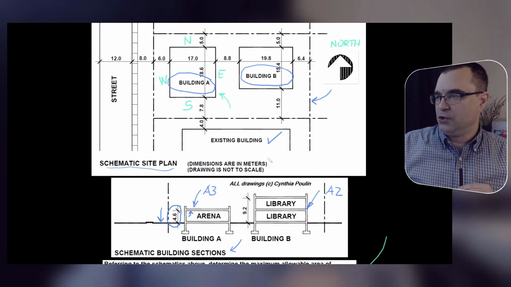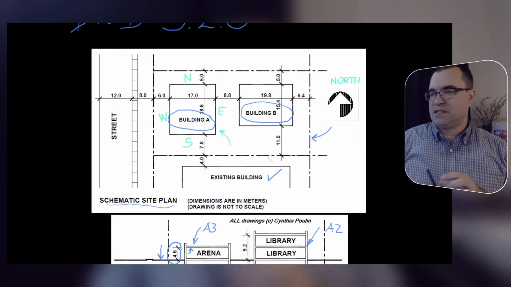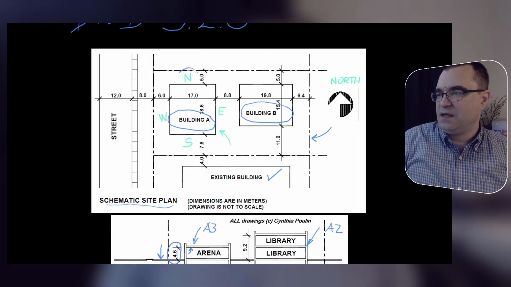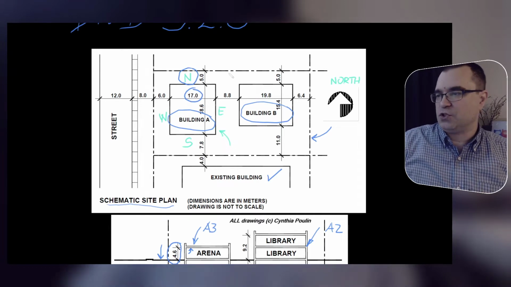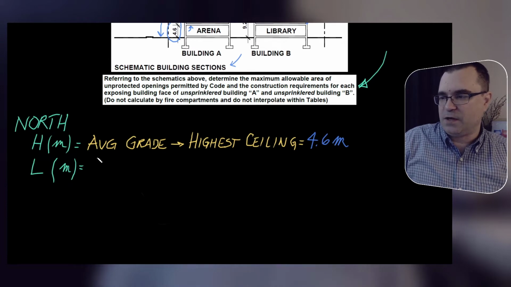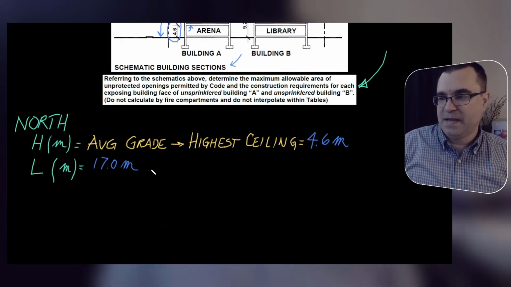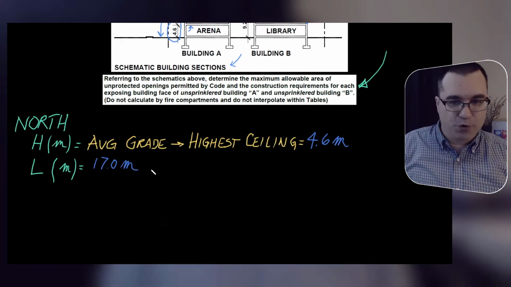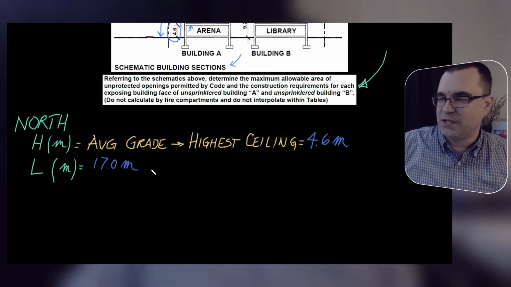L is the horizontal length of that face. So I'm going to go to the north face and find what the horizontal length is of that north face. Here is my north face. Here is the corresponding horizontal dimension, what I'm going to place right here: 17 meters. Now that I have these properties, I need a couple more geometric properties.